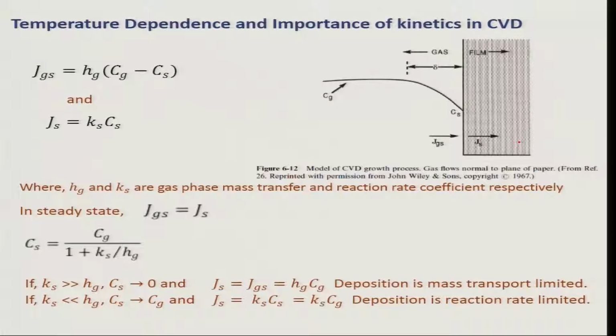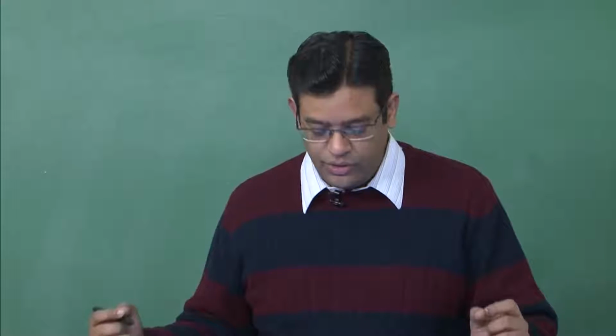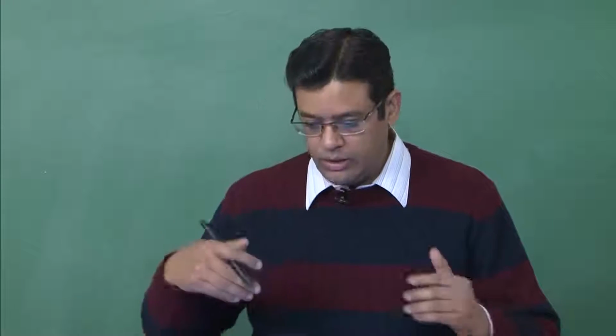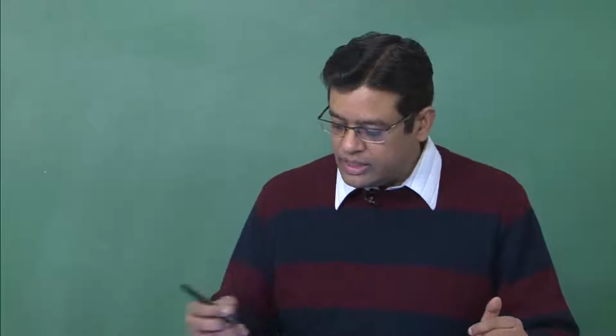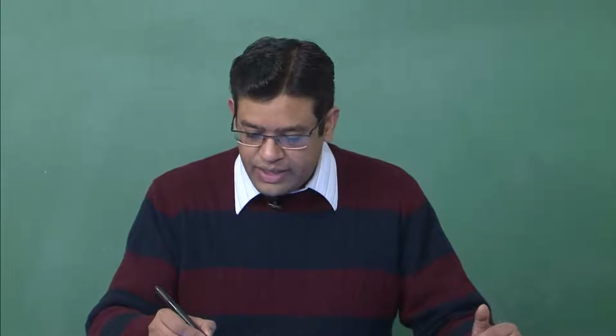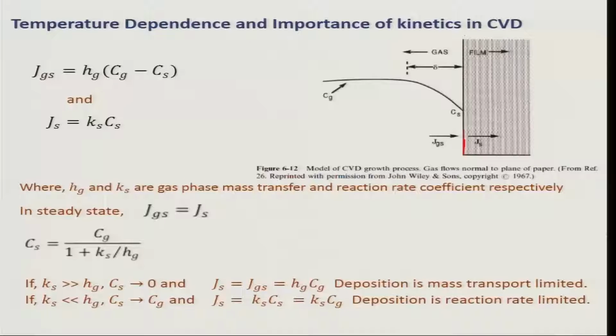Now, let us have a look at how this also depends on the temperature, because we had said in the previous slide that if the reaction rate is slow, then you will have more uniformity. Now, let us look at how the temperature dependence helps in thickness uniformity. So, in this picture, my substrate is vertical like this, and this is my film deposition. So, this is the formation of film.